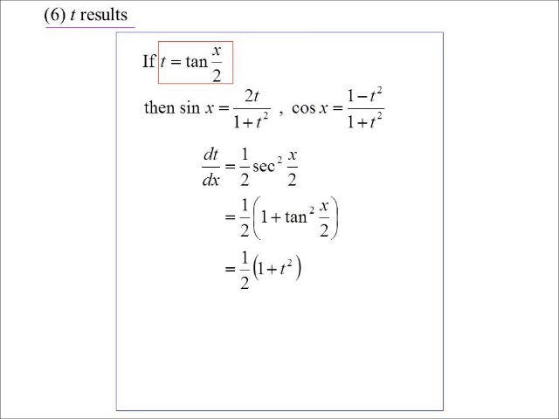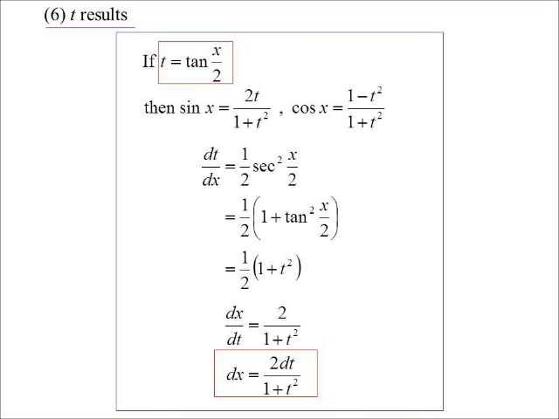But if I'm going to do a substitution, I've got to work out the derivative as well. So dt/dx is half sec squared x on 2, which is a half of 1 plus tan squared, which is a half of 1 plus t squared. So now I've got a t-result, but let's rearrange it to make dx the subject. Now I've got something I can substitute in.